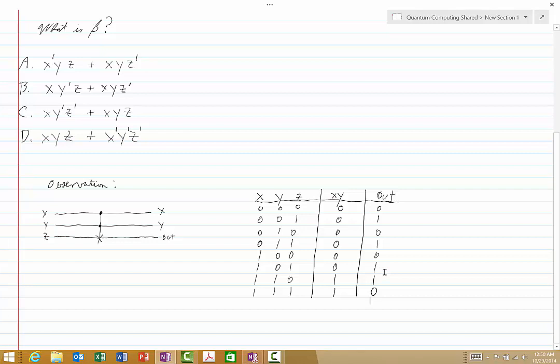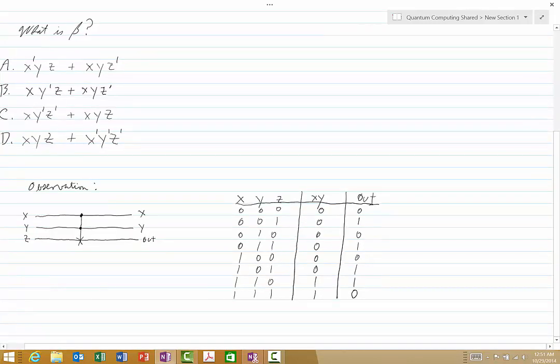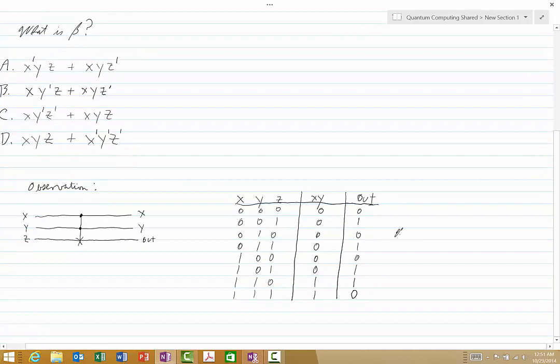So we see that whenever Z and XY have the same value, out is 0. But whenever Z and XY have different values, then out will be equal to 1. So what is out? We observe that out is equal to Z exclusive-OR XY.